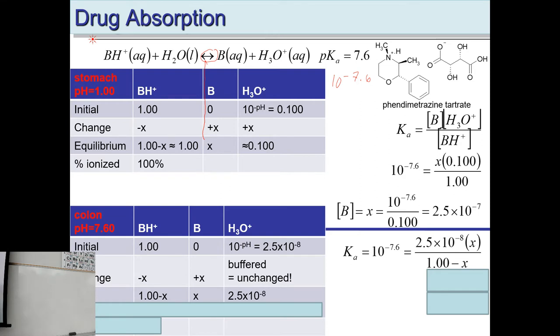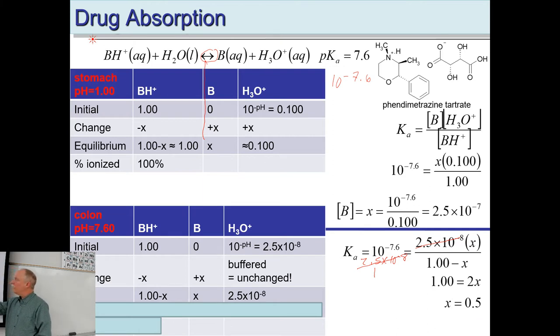Now this 10 to the minus 7.6 is 2.5 times 10 to the minus 8. We have that on both sides of the equation, so we can cancel that right there, and this becomes 1 on this side. We divide both sides by 2.5 times 10 to the minus 8. So we have 1 equals x over 1 minus x. We can bring this over to this side: 1 minus x equals x. Then we bring the other x to the other side, so we have 1 equals 2x. And that's how we got to this part: 1 on the left, 2x on the right. And so then x is 0.5.